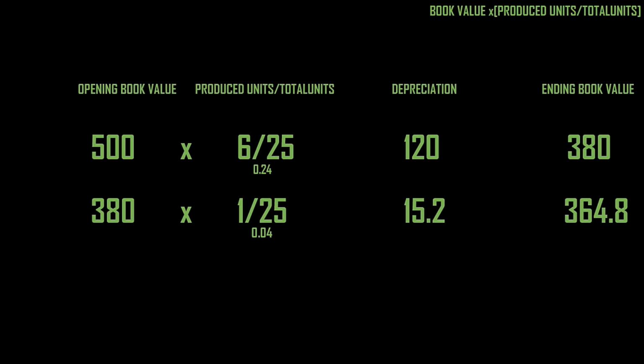Somehow, let's say that I was lazy in the first year at the beginning. If I only edit 1 movie in the first year, the depreciation value is going to be 20, because I am multiplying 0.04 with 500, not 380. So the depreciation value is going to be 20. The ending book value then is going to be 480.